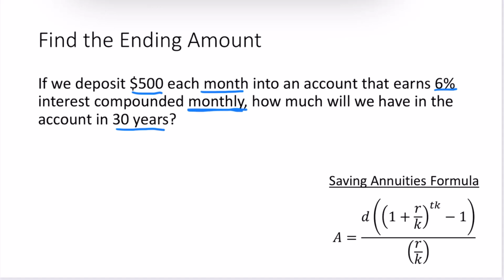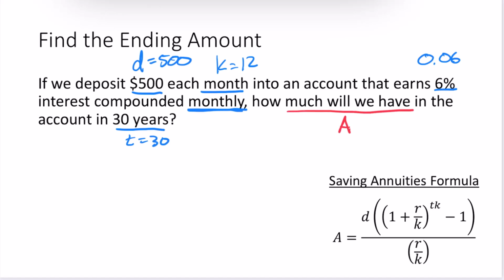And that tells us that K is going to equal 12, our deposit is going to equal 500, our interest rate is 6%, and our time equals 30 years. And the problem asked, how much will we have in the account in 30 years? Or in other words, how much will we have at the end?